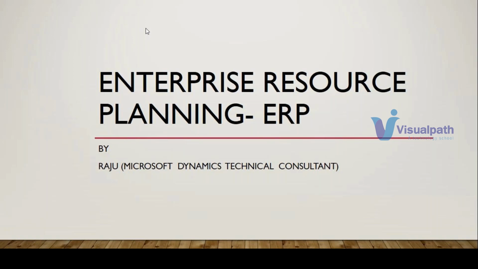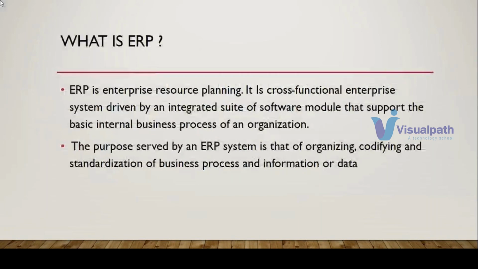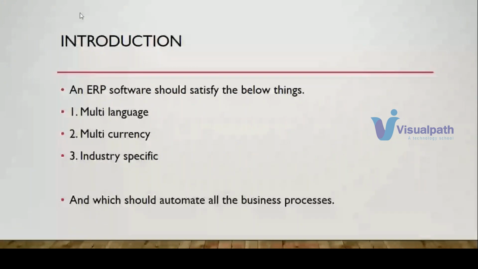First of all, let's see the ERP definition. ERP is nothing but enterprise resource planning software, which will automate all the business processes. It will organize and codify the standard business process and data. This is a basic definition of ERP: a software which supports multi-language, multi-currency, and industry-specific needs, and which will automate all the business processes.